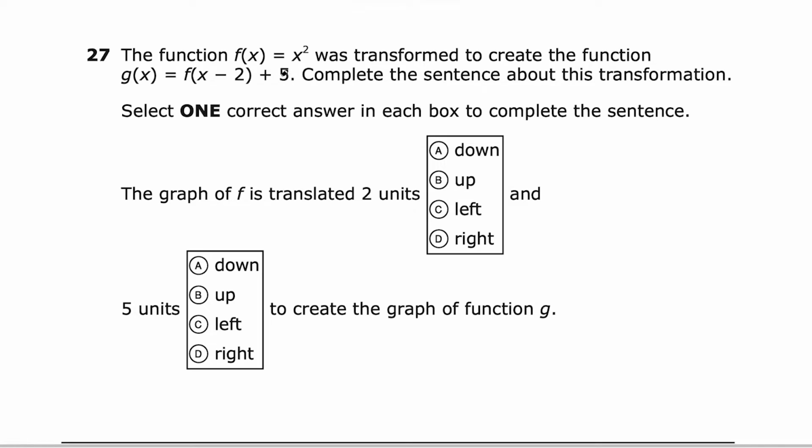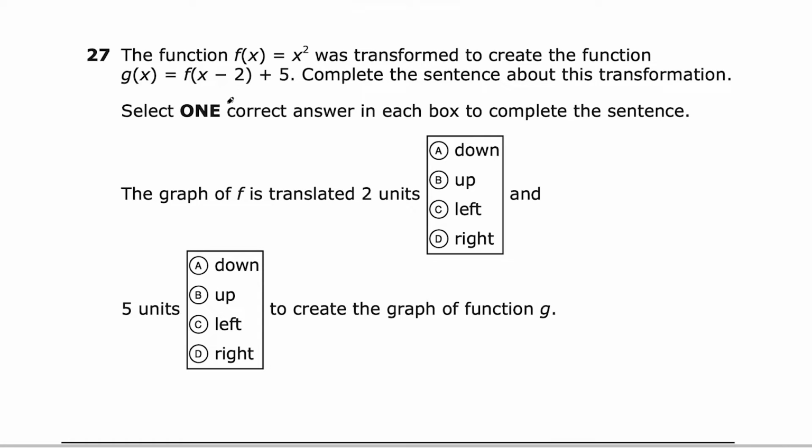Question 27, we have the function f of x was transformed to create g of x, which is f of x minus 2, and then plus 5 outside the parentheses. And we have to complete the sentence about this transformation. So we're going to select one correct answer in each box to complete the sentence. We have the graph of f is translated 2 units.